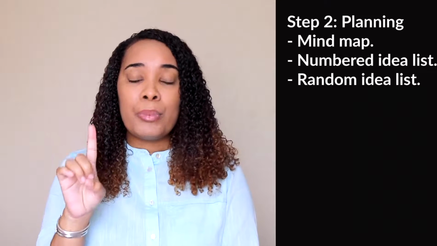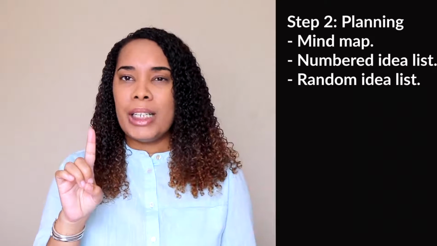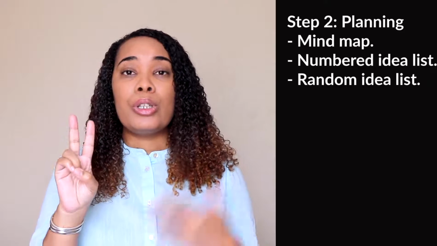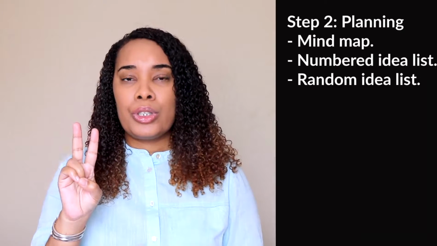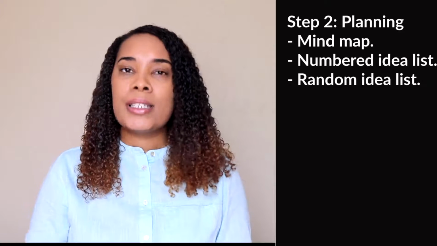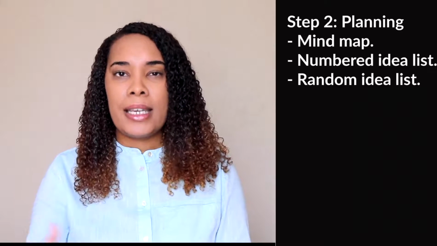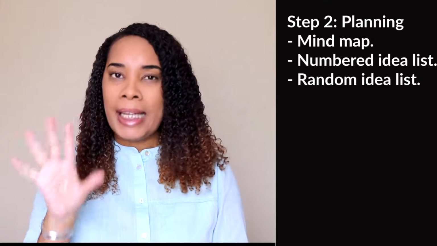So when it comes to planning, there are 3 ways that you can show your planning. You could use a mind map, which is something that you guys are very familiar with. You can also use a logical order in order to show your planning. And the last one is a little bit more of a random list, but I will do a video just on planning, so we'll get to that in a completely different video.